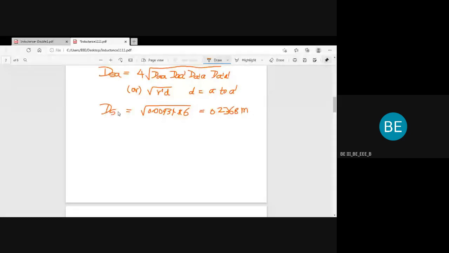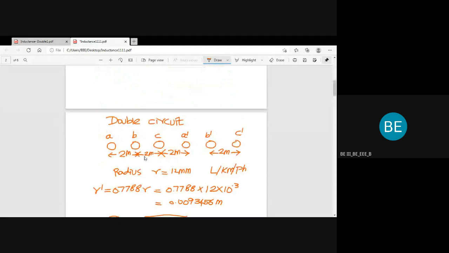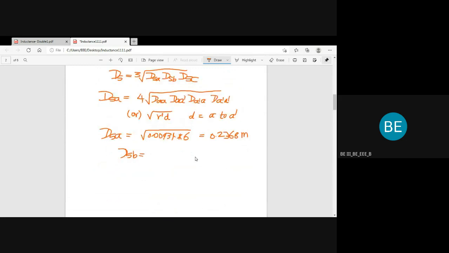So similarly, we have to find the DsB. So for DsB, we have to find the distance between B to B dash. So what is the distance between B to B dash? Same, 6 meters. Then what is the distance between C to C dash? Again, it is 6 meters. So there will be no need of computing DsB and DsC. So all the values will be the same, 0.2368.